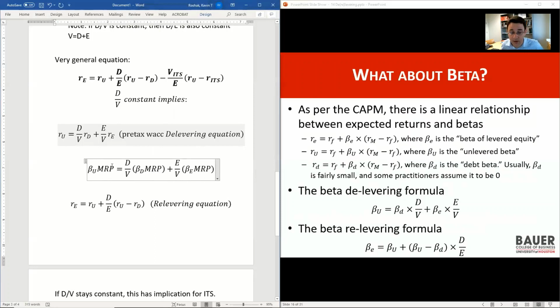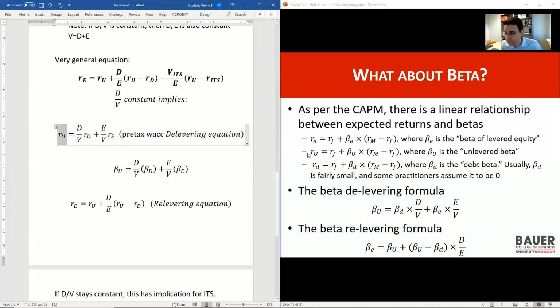And then how about the market risk premium? Well, we have a market risk premium here, market risk premium there, market risk premium there. So every term is multiplied by this market risk premium, so it just cancels out. We can pull it out of each term, and we're left with our delevering equation where we simply replace the returns with the betas.